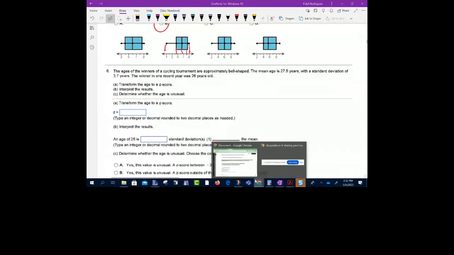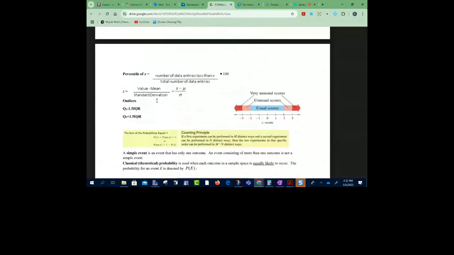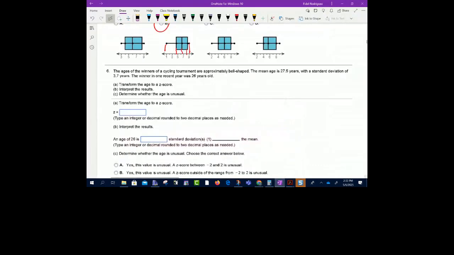Okay, so look, y'all, I'm going to come back to my formula sheet. Boom, right here. There should be a formula here we go for my z-score. I'm going to copy that down and write it on my page here. So z equals x minus mu over sigma.